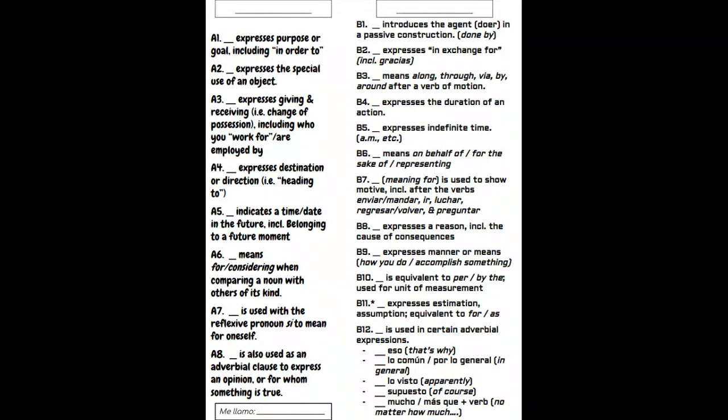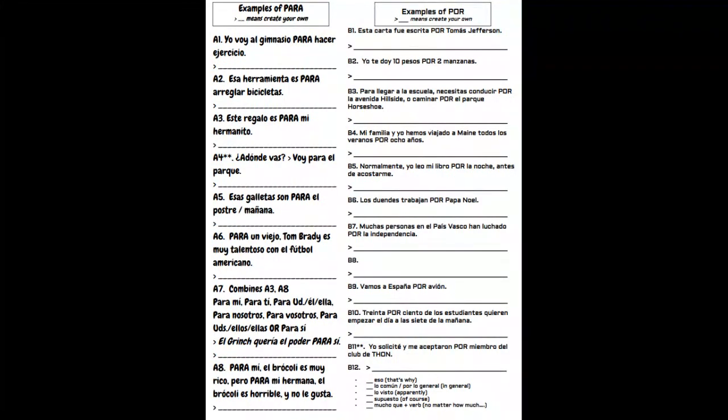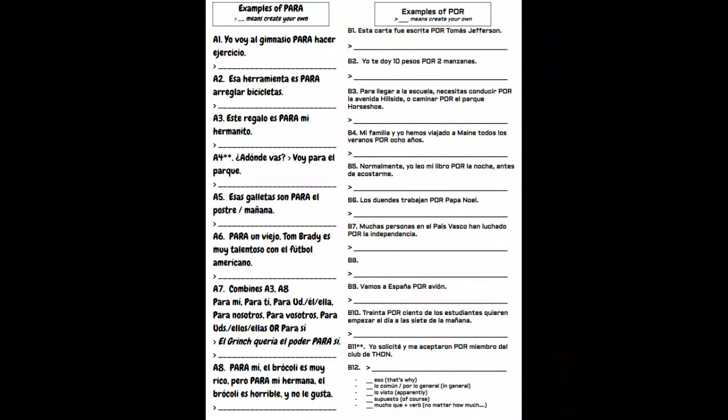B11 expresses estimation or assumption. We're not going to use this one very often either, but okay. The equivalent to for or as. So, yo solicité y me aceptaron por miembro del club de Thon, right? I applied for and they accepted me as a member of Rocksthon. This one's a little tricky, so we're not going to use that one as often.